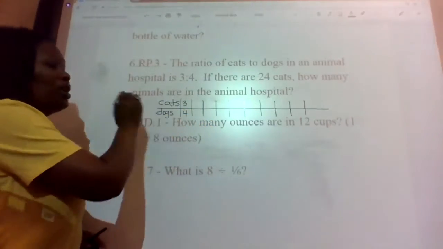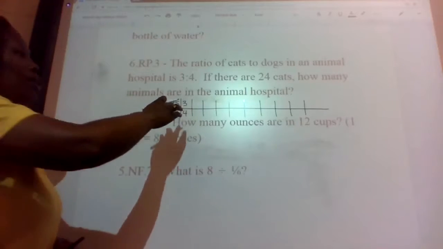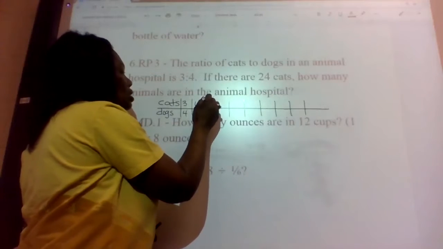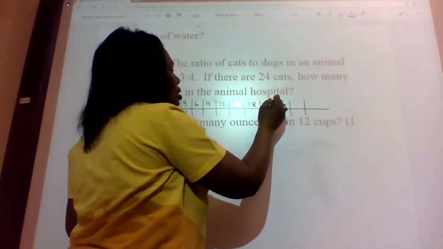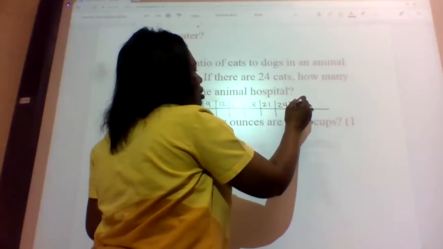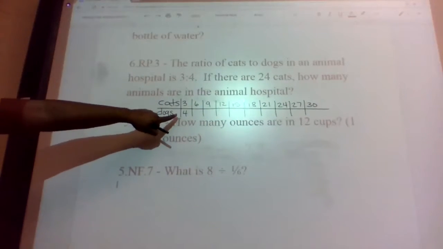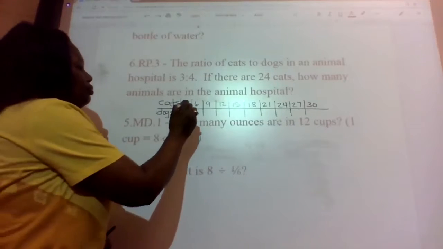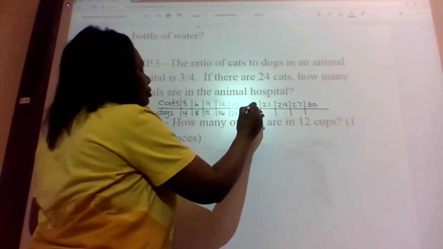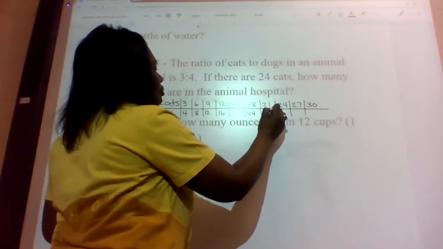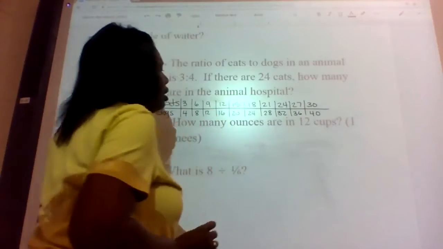All right. So we need to keep adding cats until we get to 24, right? So this will be 6, 9, 12, 15, 18, 21, 24, 27. And then dogs, we're going to keep adding 4. 8, 12, 16, 20, 24, 28, 32, 36, 40.